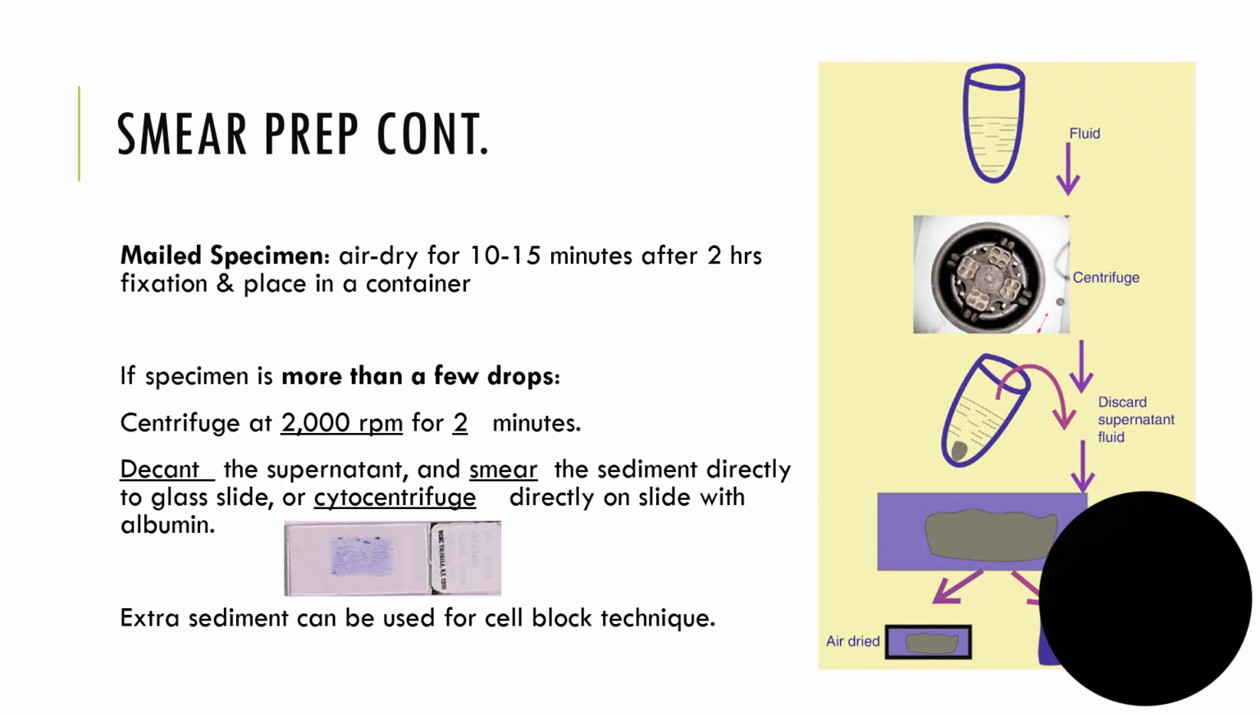Alternatively, you can use a cytocentrifuge, which deposits the cells directly onto the slide with albumin as an adhesive. Any excess sediment that cannot be smeared can be used for the cell block technique, an excellent way to make the most out of limited specimens. Cell blocks allow you to create histologic sections from cytologic material, giving you both cytologic and quasi-histologic information.